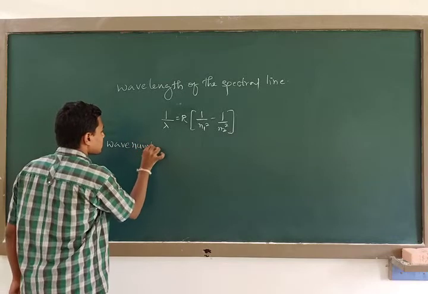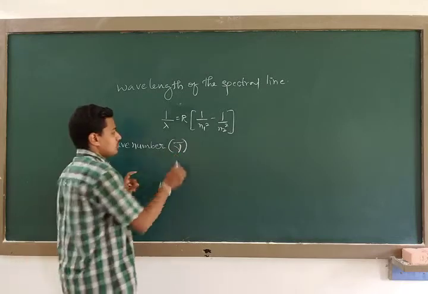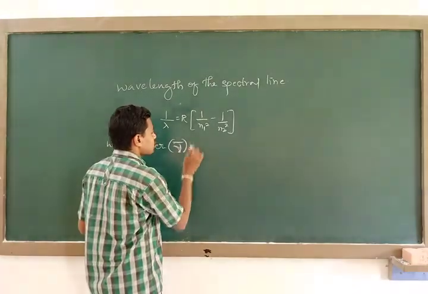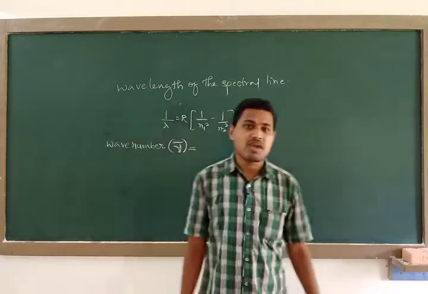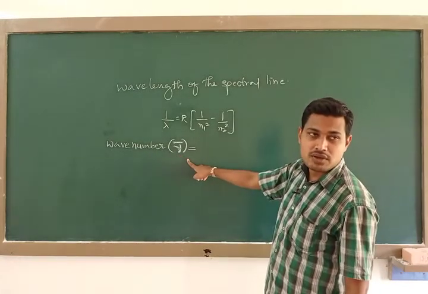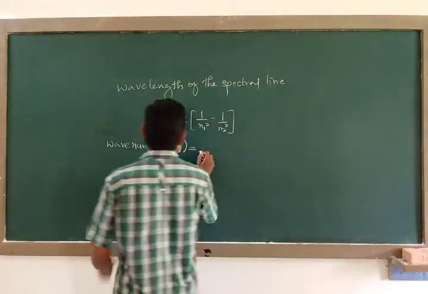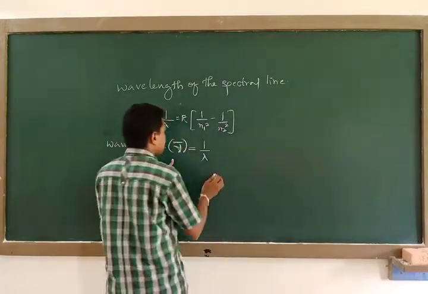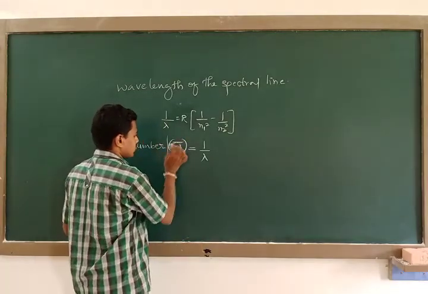So what is wave number? Wave number is represented symbolically as nu bar. This wave number is nothing but the reciprocal of wavelength. So nu bar is equal to the reciprocal of wavelength. Therefore 1 by lambda is nothing but nu bar.